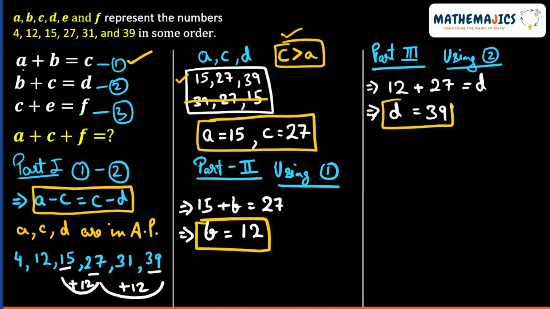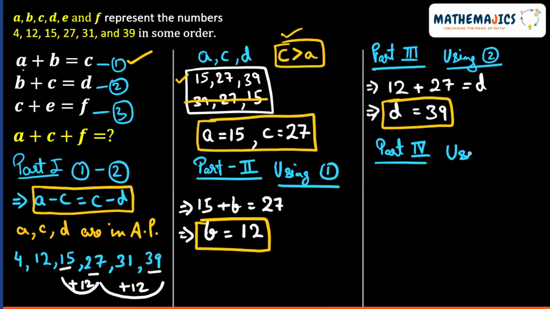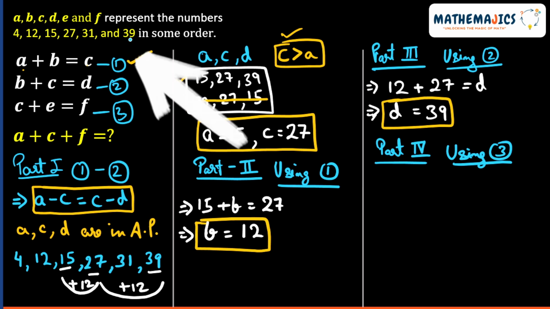Okay. Now let's jump to part 4. In part 4, we will be using the third equation to find the value of F and E. Please look at the top left corner. 39 is the value of D, so 39 cannot be used. 12 is already used because the value of B is 12. 15 is also used. 15 is the value of A and 27 is the value of C.